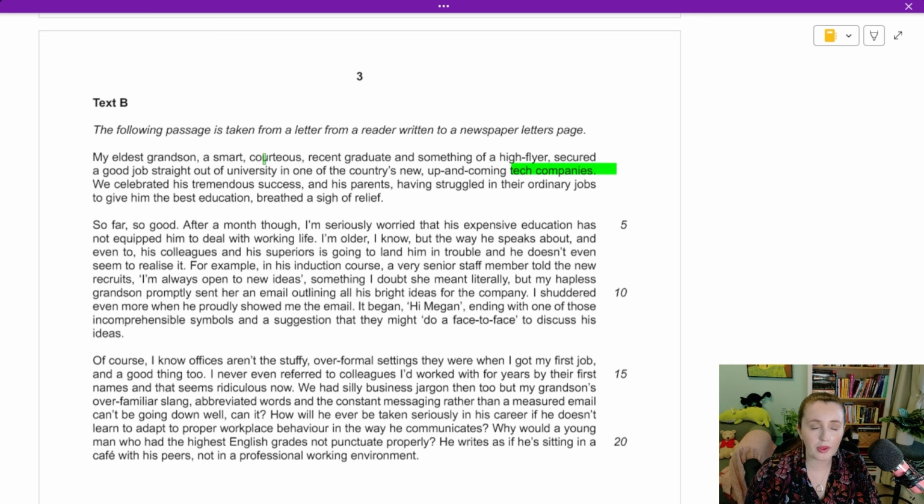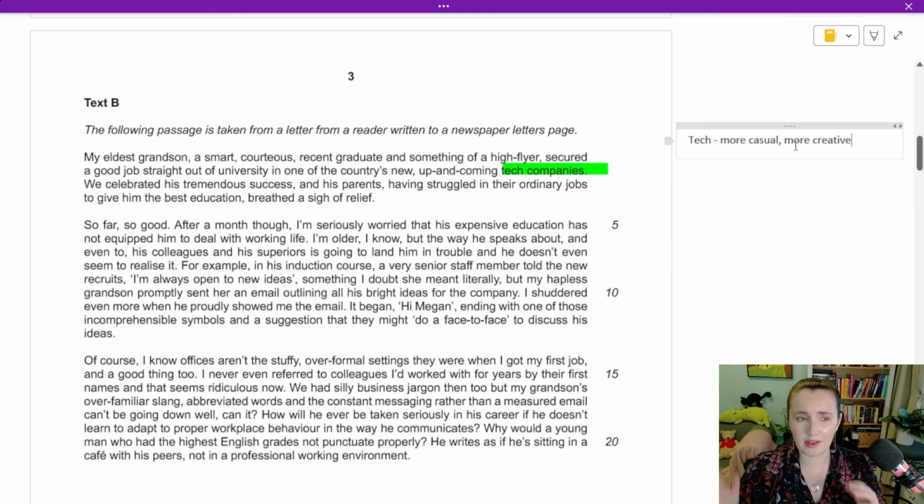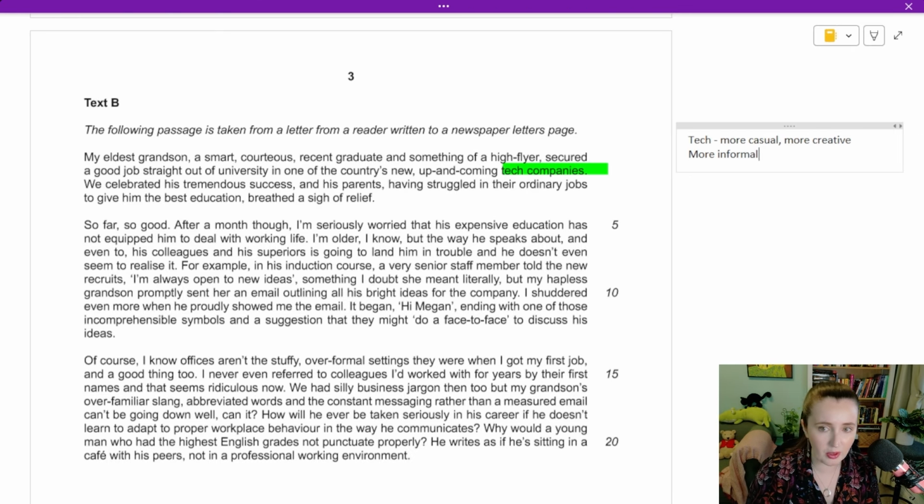Okay, not really sure where we're going so far, but I would say if he's working in tech, tech companies famously are more casual, more creative. Think about something like Google. I think they had like a ball pit. They're all allowed to wear t-shirts and jeans. They've got creative workspaces. So they're naturally more informal. So far that's just what I'm thinking.